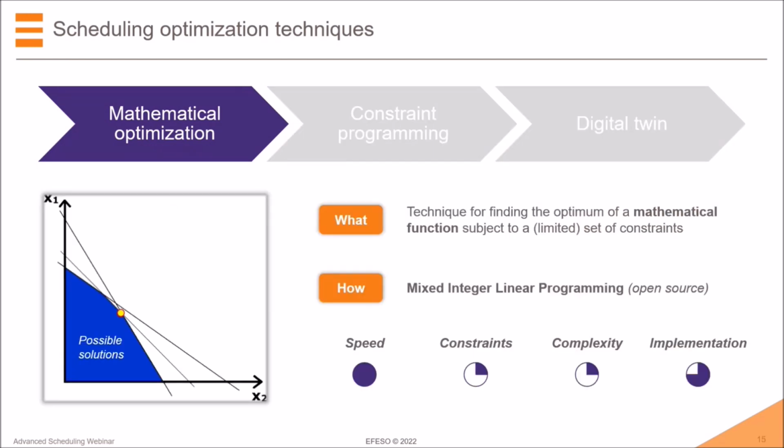So the first thing is mathematical optimization. That's the oldest one in the book. It's really defining your problem as a mathematical problem, like you did in high school. So with a limited set of constraints, you try to find the optimum and the best solution that works.